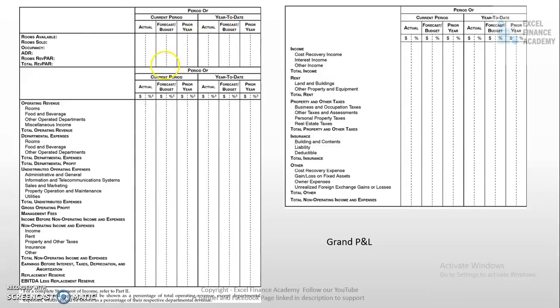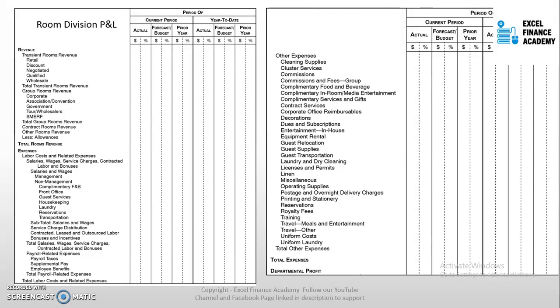The details of each individual P&L are further divided into separate P&Ls. So financial reporting in the hospitality industry is all about the different P&Ls. This is the summary one, and the next up is the P&L for the rooms division. So here you can see the rooms division P&L, where you have room revenue, then expenses.